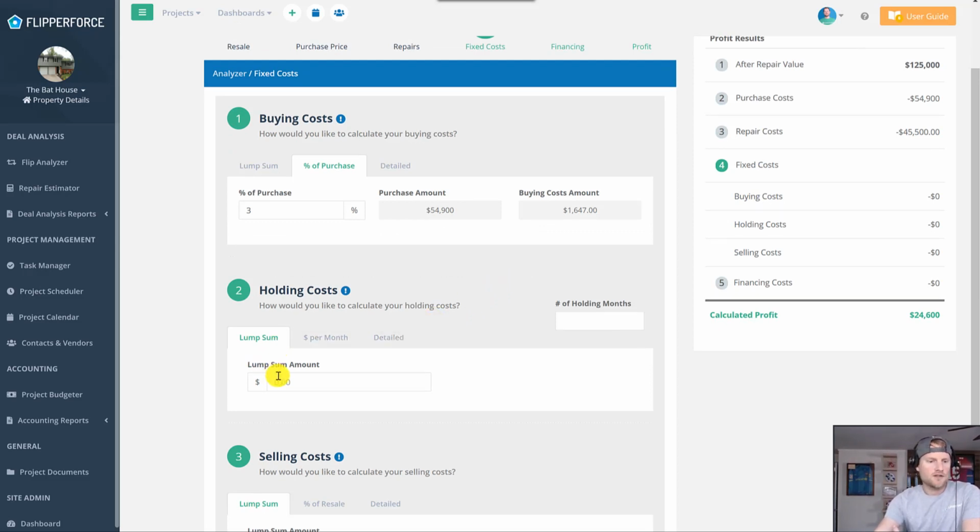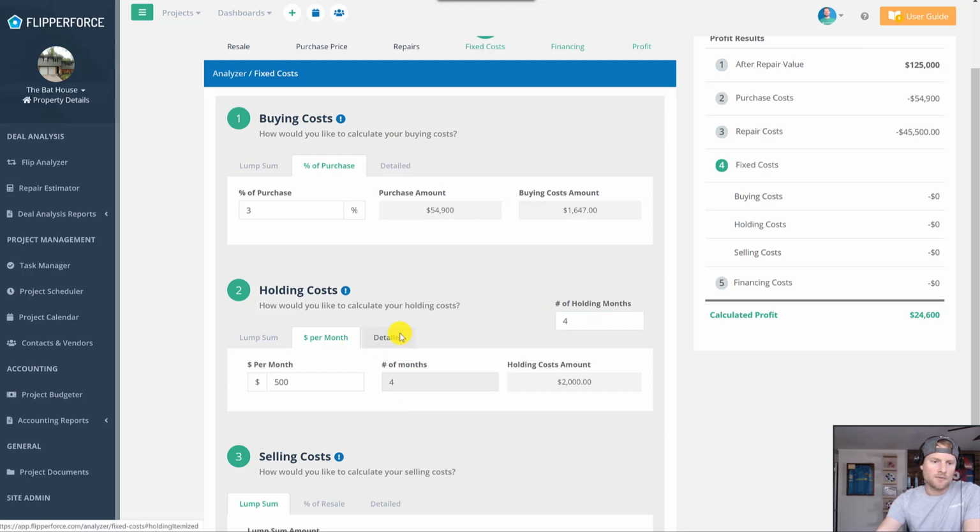Holding costs, again, you can just plug in a lump sum amount, or do it by a monthly rate. Holding costs are going to be like your utilities, your taxes, and your insurance on this property. The utilities are probably $200 a month. Our taxes are probably only $100 a month, and then our insurance is going to be another $100 a month. So about $400 to $500 in monthly holding costs. We're planning on rehabbing the property in 2 months, and then maybe taking around 2 months to sell the property. Once we get it under contract, it might take 45 to 60 days to close. It might take us a week to get it under contract. So we're just going to plug in 4 here.